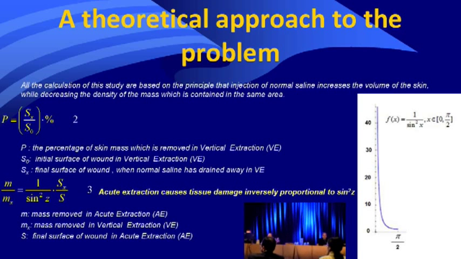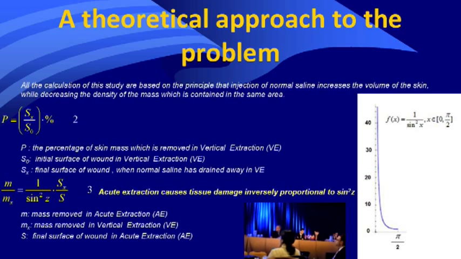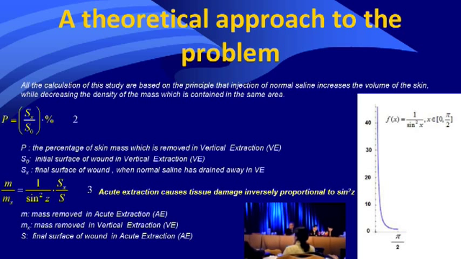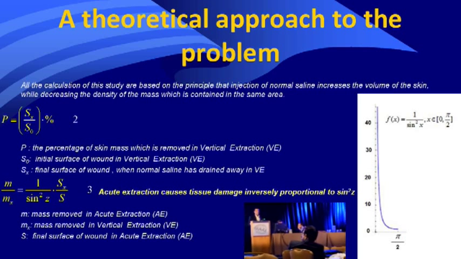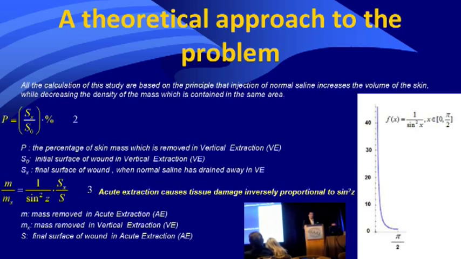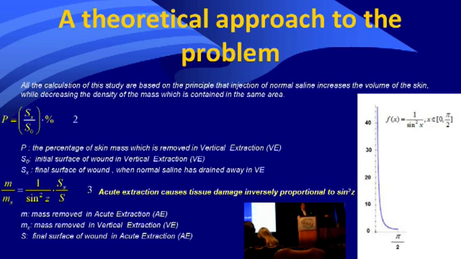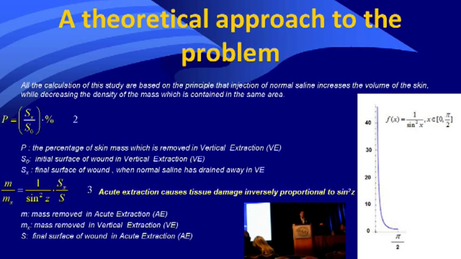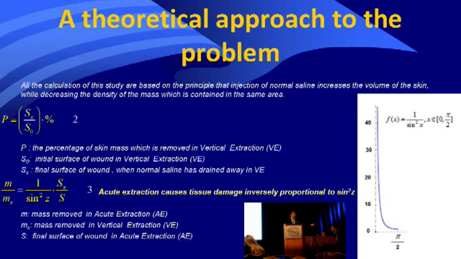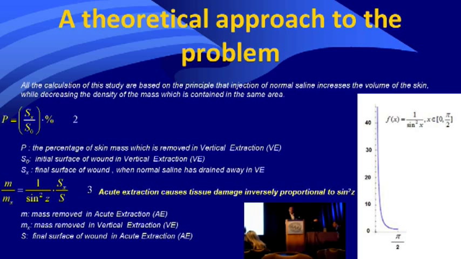Based on the main idea you have seen in the video and applying advanced mathematics, I found the following formulas. Formula 2, which represents the decrease in the percentage of skin mass removed in vertical extraction, and Formula 3, which shows the correlation between the masses removed in acute and vertical extraction respectively. The latter reveals a dramatic increase in tissue damage at small outgrowth angle Z if normal saline is not used, as you can see in the diagram. And observing the equations more carefully, it is obvious that all the values can be calculated when the surfaces of the wounds are measured.